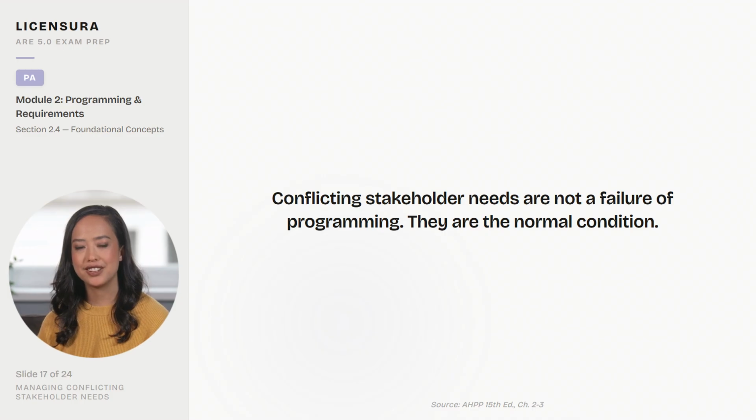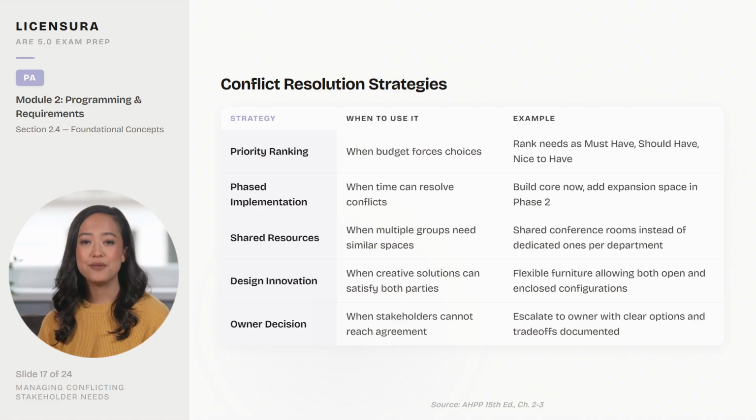Conflicting stakeholder needs are not a failure of programming. They are the normal condition. The marketing department wants open, collaborative space. The accounting department wants private offices. The budget cannot afford both. The programmer must facilitate resolution. The Conflict Resolution Strategies table presents 5 approaches for when stakeholders disagree, which is the normal condition, not a failure.